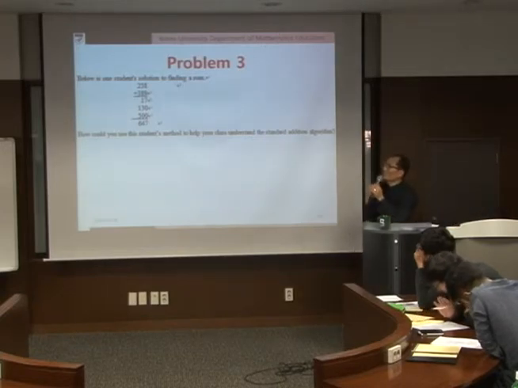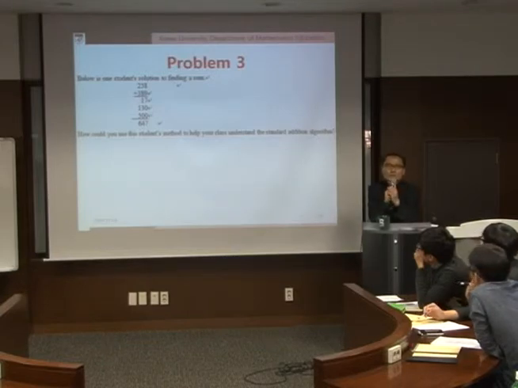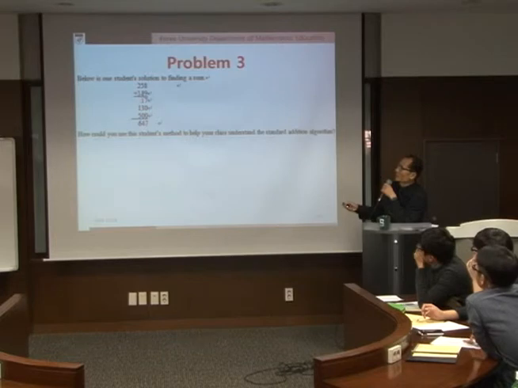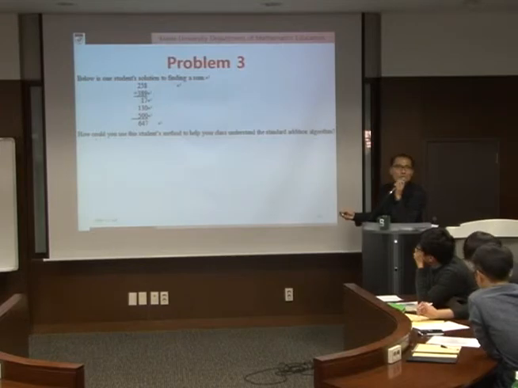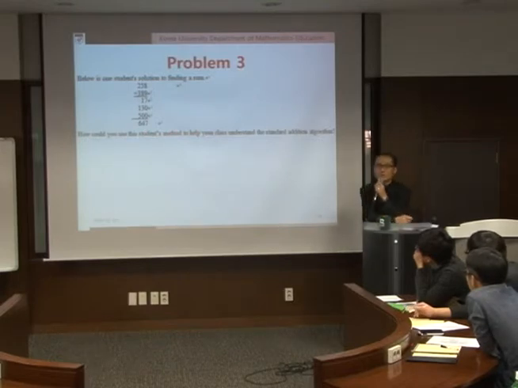I'm going to show you problem 3. This is a very simple problem. Probably in middle school and high school, this kind of reasoning can be used. But this is a very simple one. Below is the one student solution to finding a sum. In other words, they just added ones place, tens place, 100 place, similarly, right? Like in the subtraction in problem 1. And then, how could you use this student method to help your class understand the standard addition algorithm?